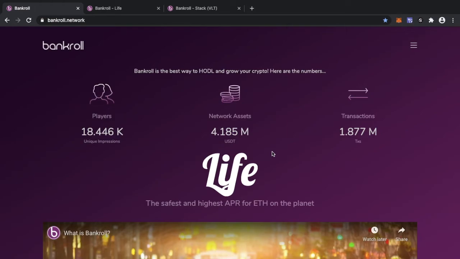Volt is a solid token. The supply isn't crazy, so it is a solid token to get into. Life is amazing as well because of the fact it is pegged 1-to-1 with Ethereum. So guys, that is Life and Volt.